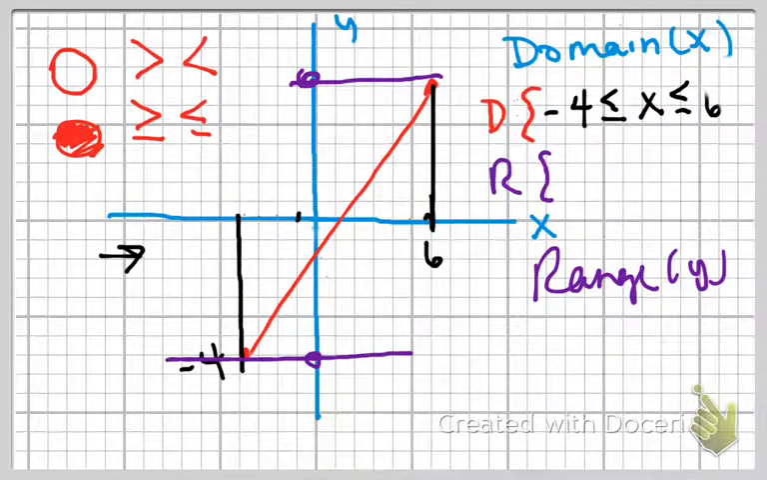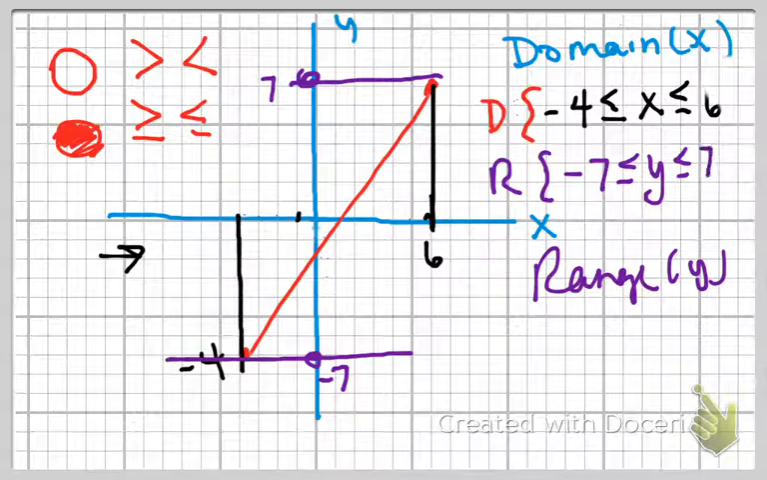1, 2, 3, 4, 5, 6, 7. I can't even count. Let me count again. So this is 7. The other one is 1, 2, 3, 4, 5, 6, 7. That bottom's -7 actually, and this is +7, so it worked out perfectly. The lowest I go is -7, which is less than or equal to y. Now it's range, so remember it's y, which is less than or equal to +7. That's the distance between the two purple dots, and that's how you do domain and range with a linear function.